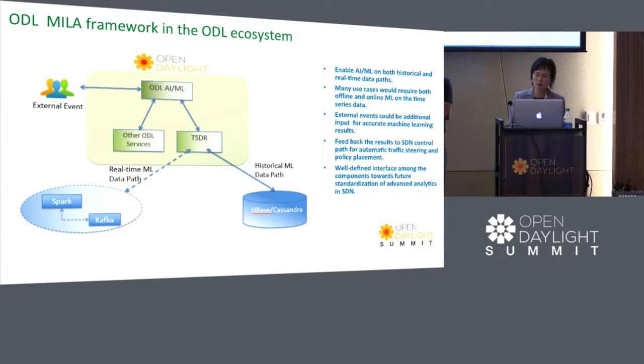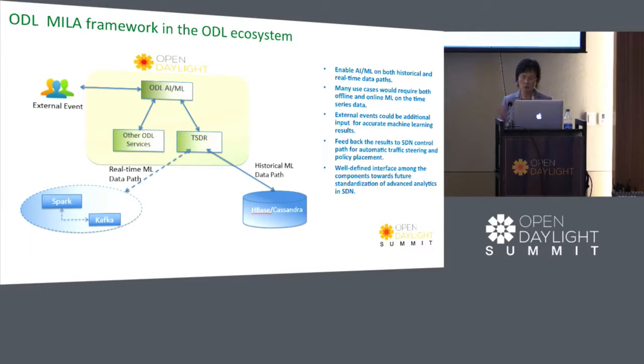But then we are going to talk about the MILA framework, how the architecture, which is still high level, is going to look, what is missing, and what we are exploring right now, right? Again, the ODL AI ML framework is talking to both the time series data collection piece as well as other ODL services. One side is to gather the status of the network. And as Prem just mentioned, there are two data paths we would like to enable.